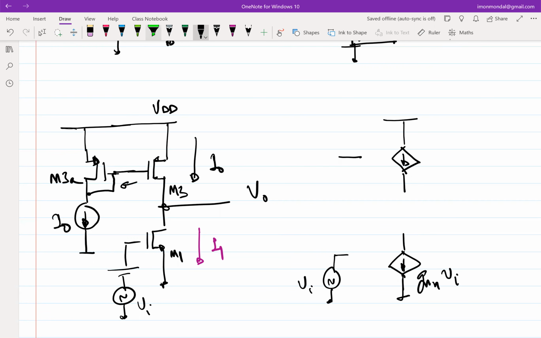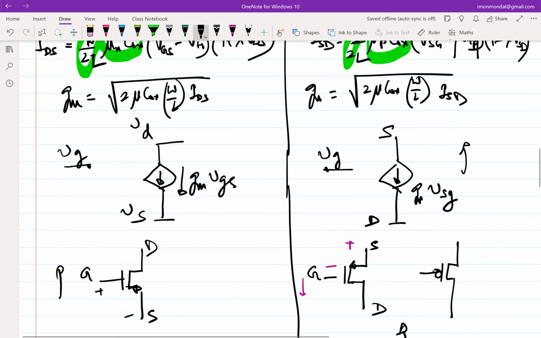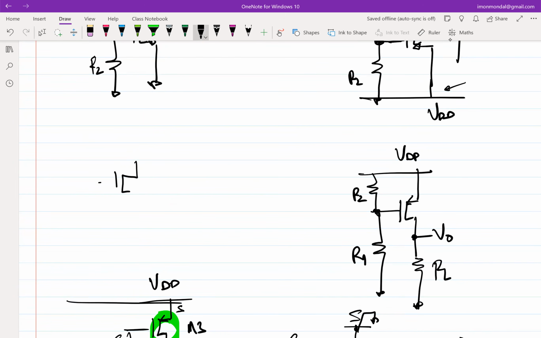If you excite, it's 1 over GM, right? If I look through this, essentially 1 over GM to ground, isn't it? If I neglect GDS and all, what will be the incremental model of this? What is the incremental model of a diode connected NMOS transistor, for example? Correct. And if this is a current source here, which is open, then what do I get? 1 over GM to what? To ground, right? GDS I'm neglecting.